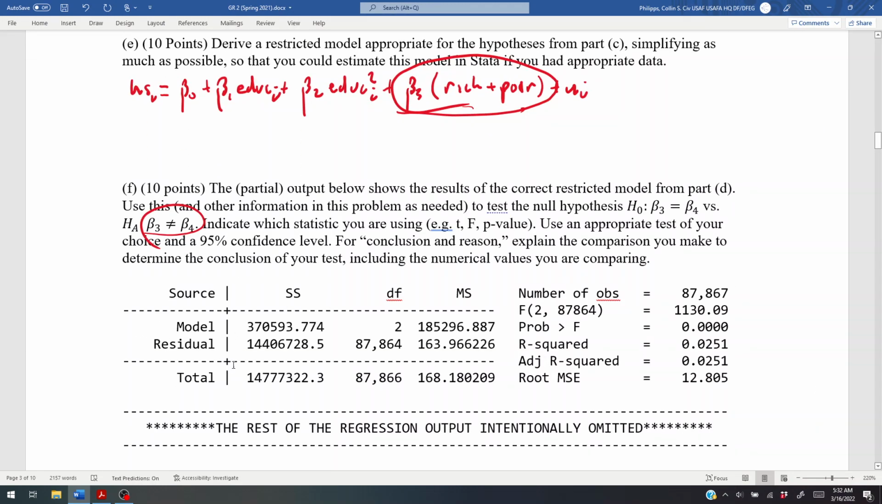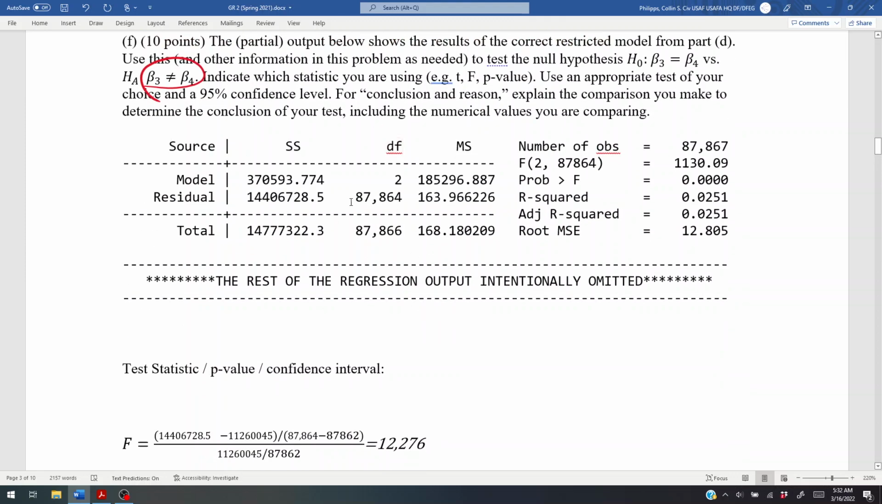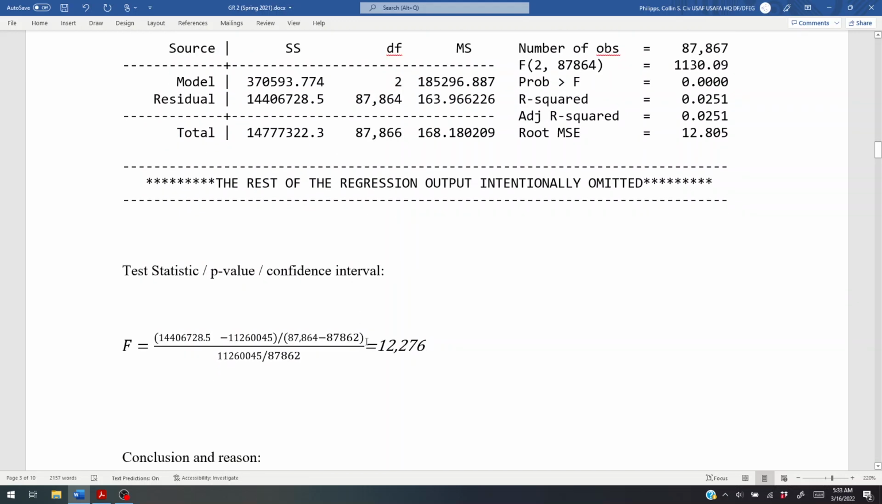this regression output is not the regression output from that model, right? It was just put here as a placeholder. And so what we actually have in this regression output is 87864 degrees of freedom. There are two restrictions here. And so you'll notice this top degrees of freedom is 87864 minus 87862. This is going to give you 2 up here, which would mean the numerator degrees of freedom is 2. We actually only had one restriction in the model.